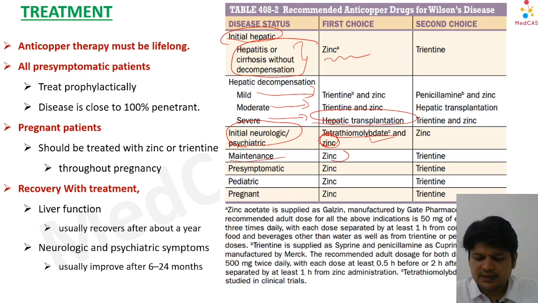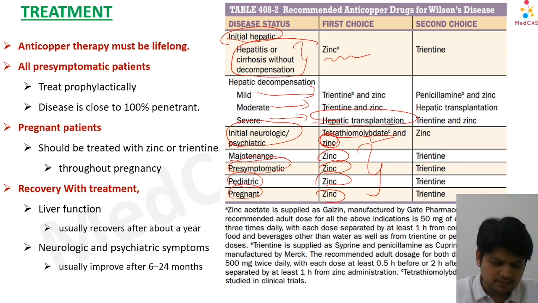Maintenance therapy is with zinc, presymptomatic is zinc, pediatric is zinc, pregnant is zinc. Zinc everywhere, except when you have decompensated disease, then you combine zinc with trientine. That's simple. Otherwise, pregnant, pediatric, whatever, it's zinc, zinc, and zinc. Why, we will see soon. Okay. So anti-copper therapy in Wilson's is lifelong because the disease is lifelong.